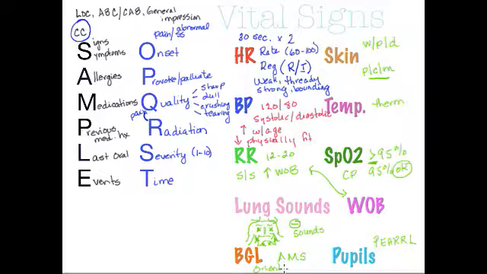And when we say oriented times 4, what we're talking about is they know who they are, where they are, the day that it is, and they know the events leading up to calling 911. Now, if they don't know all 4 of those, then they are alert and oriented times whatever it is they do know. So if they know who they are and they know where they are, but they have no clue what year it is, and when we ask them what day it is, keep in mind that all of us can forget. Is this Saturday or Sunday?